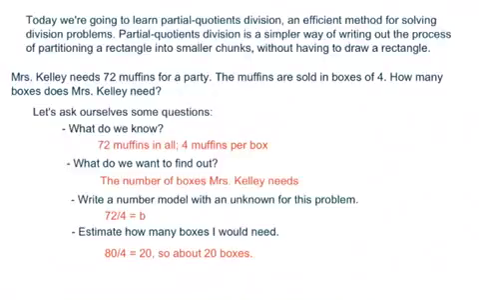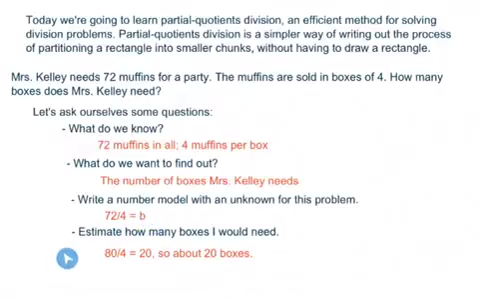So Mrs. Kelly needs 72 muffins for a party. The muffins are sold in boxes of 4. How many boxes does Mrs. Kelly need? So let's do the same method we did on the last one. Let's ask ourselves some questions. What do we know? We know 72 muffins in all, and we know 4 muffins per box. What do we need to find out? The number of boxes. So if we wrote a number model with the unknown, it would be this. 72 divided by 4 is how many boxes?